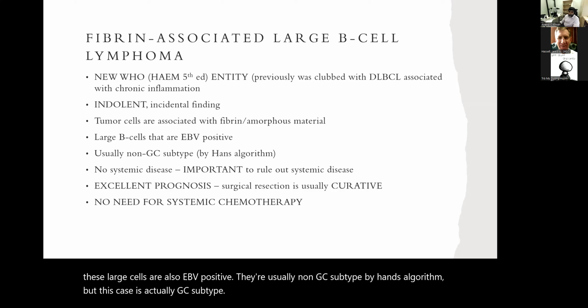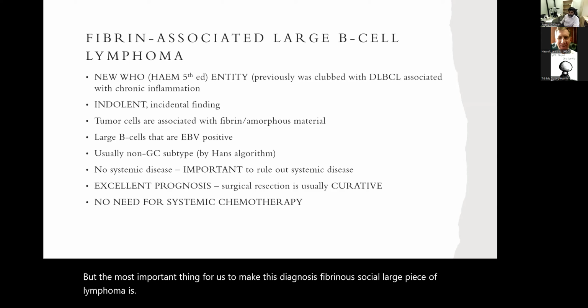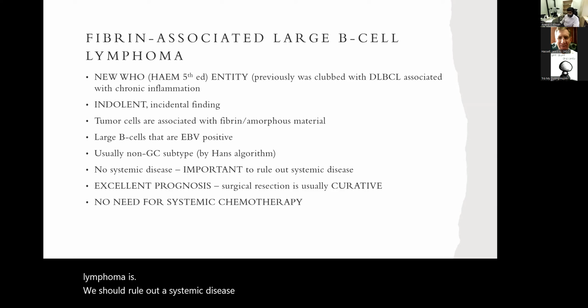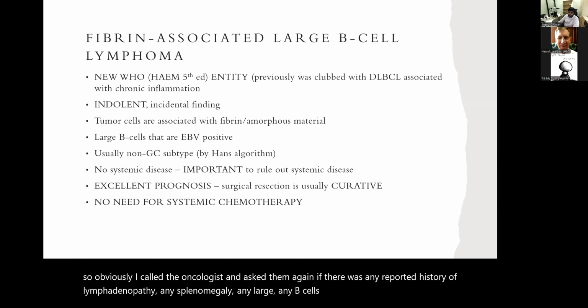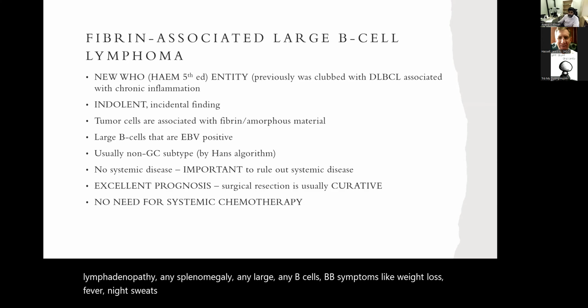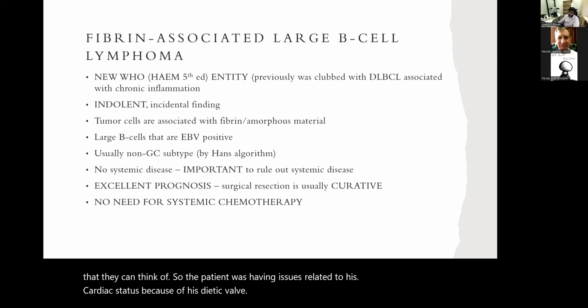But the most important thing for us to make this diagnosis, fibrin-associated large B-cell lymphoma, is we should rule out a systemic disease. So as soon as I got this large B-cell lymphoma, obviously I called the oncologist and asked them again if there was any reported history of lymphadenopathy, any splenomegaly, any B symptoms like weight loss, fever, night sweats, and so forth. And the answer for everything was no, negative, and nothing that they can think of. So the patient was having issues related to his cardiac status because of his aortic valve, for which he underwent this repair. But other than that, there was nothing significant.